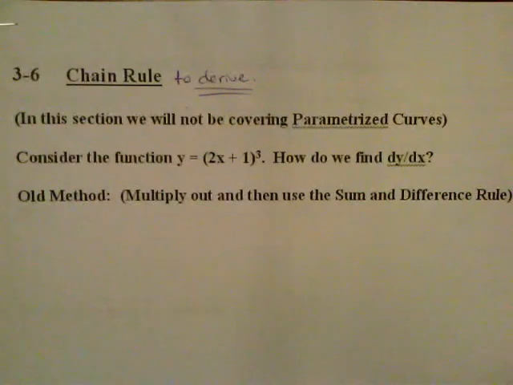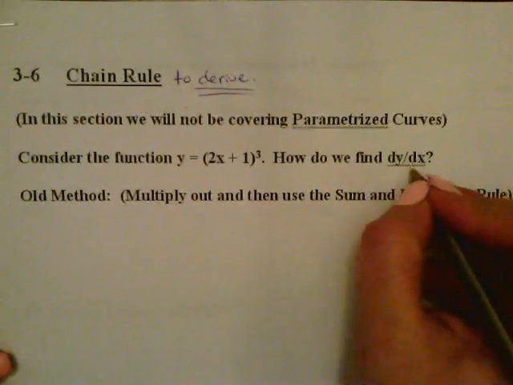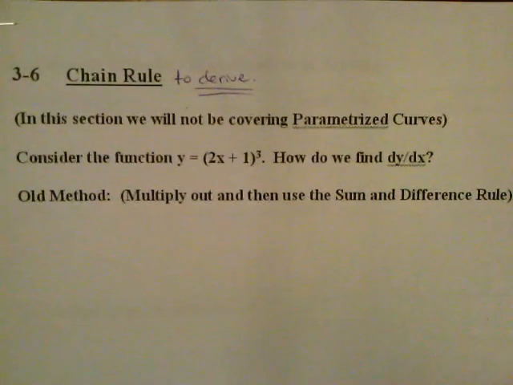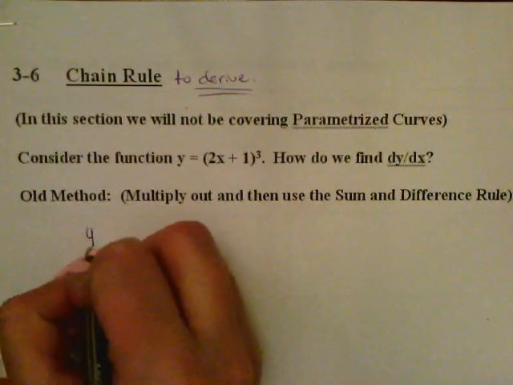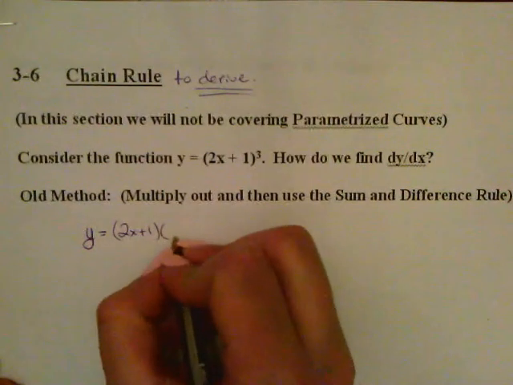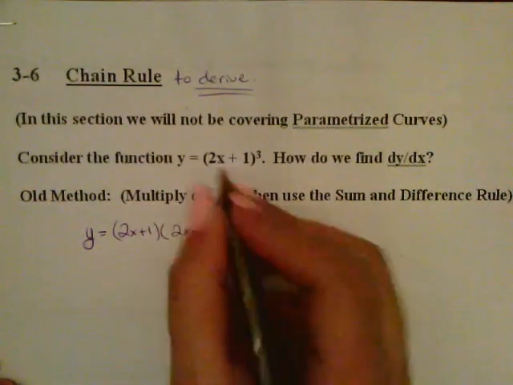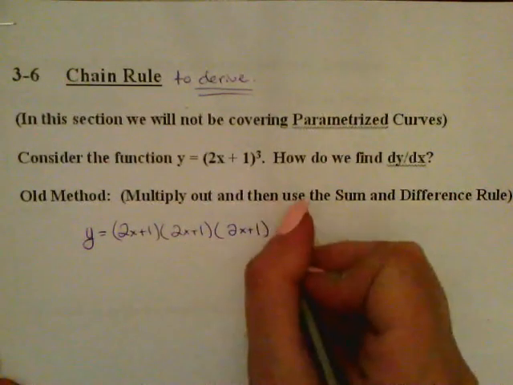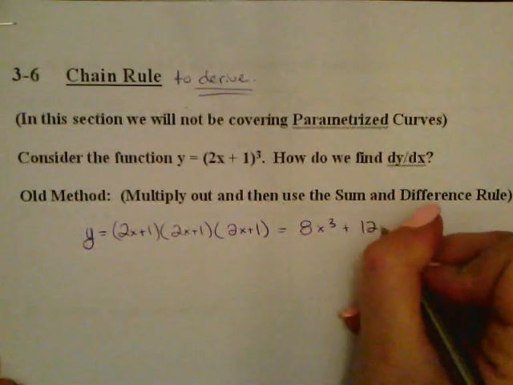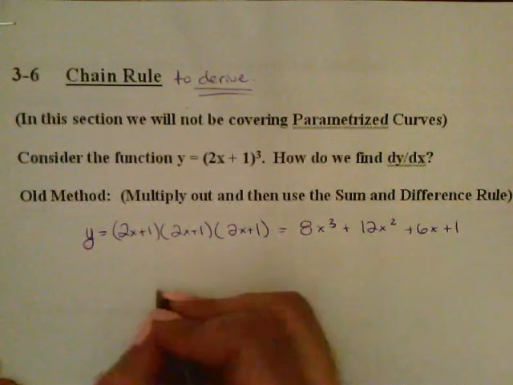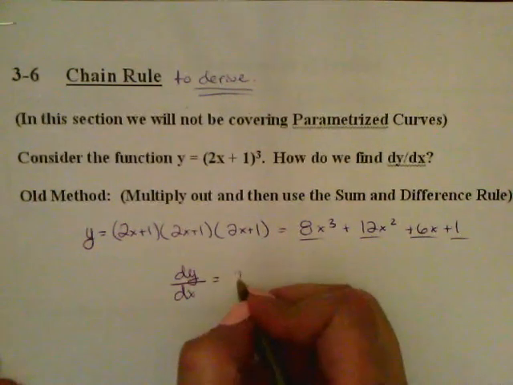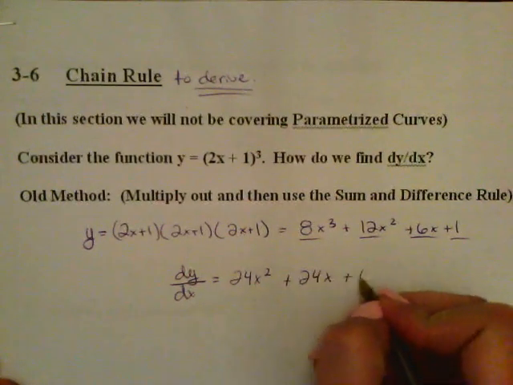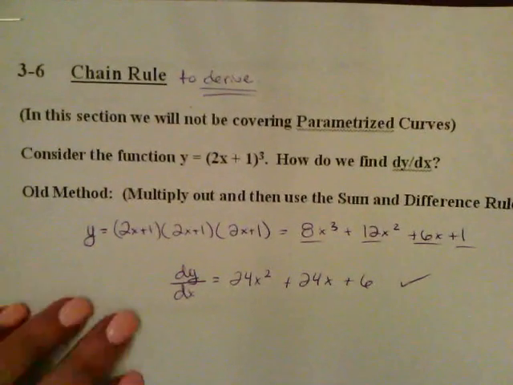Anyways, consider this function y equals (2x plus 1) cubed. Usually, how would we find the derivative, dy dx? Take a second and think about it. Our old method is to multiply out and then use the sum and difference rule, basically the power rule. 2x plus 1 cubed is 2x plus 1 times 2x plus 1 times 2x plus 1. Once you multiply this out, you get 8x cubed plus 12x squared plus 6x plus 1. Now we can find our dy dx by taking the derivative of each part, and that ends up being 24x squared plus 24x plus 6. Done.